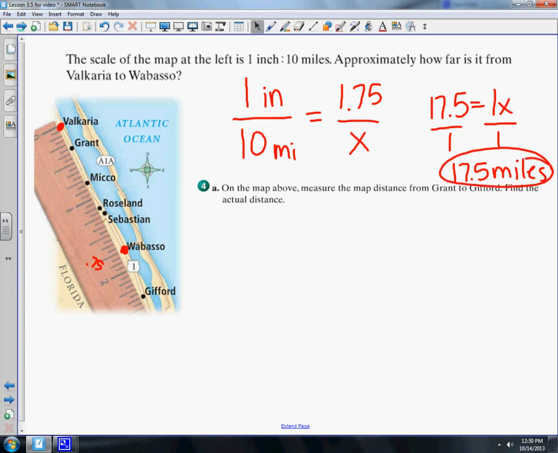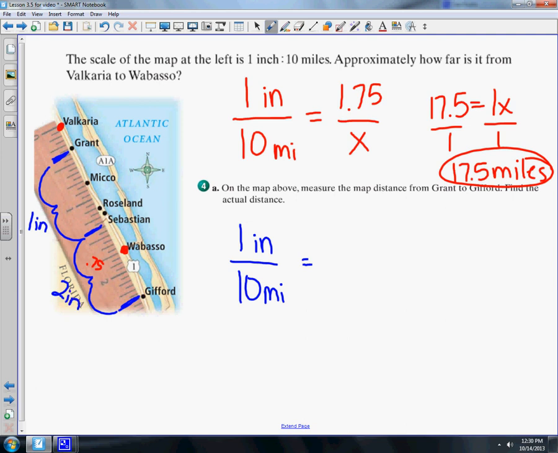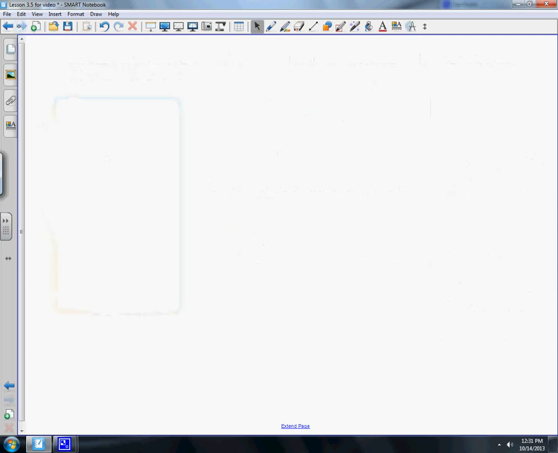So then this one: on the map above, measure the map distance from Grant to Gifford and find the actual distance. So try that one, and then we'll go over it. All right, so you still want your 1 inch to 10 miles as your first proportion. Now, Gifford is here, and Grant is here. If I go to here, that's 1 inch right there. And then if I go here, that's 2 inches total. So I have 2 inches over x. So then I have 1x equals 20, so x equals 20 miles. All right, that's it for your notes.